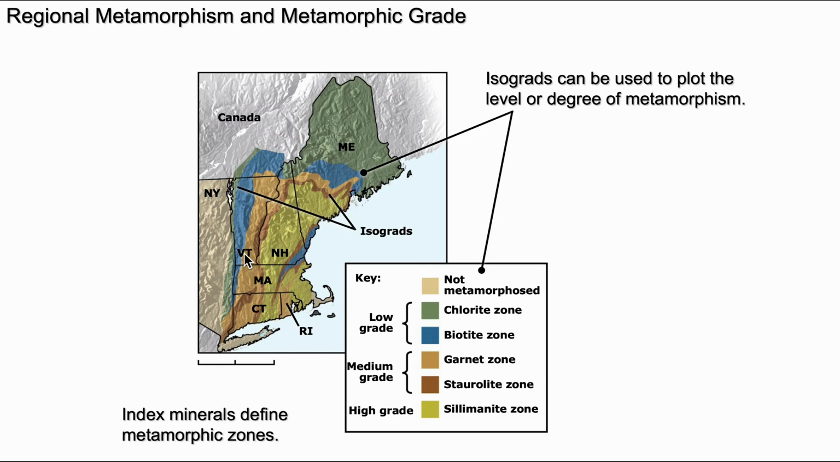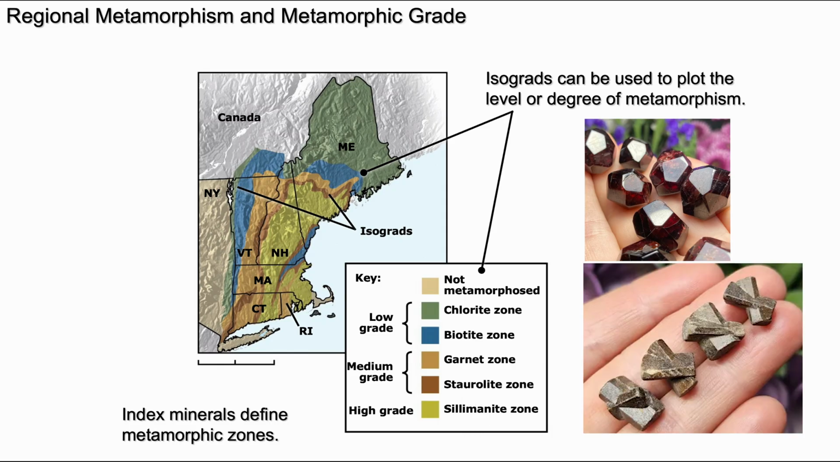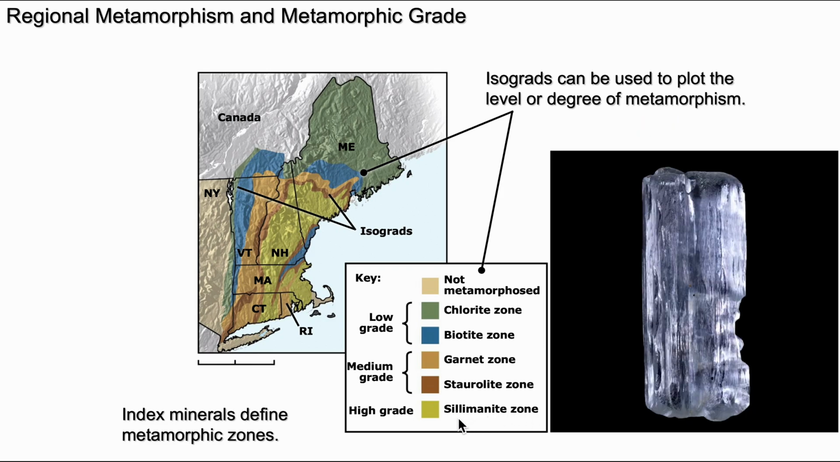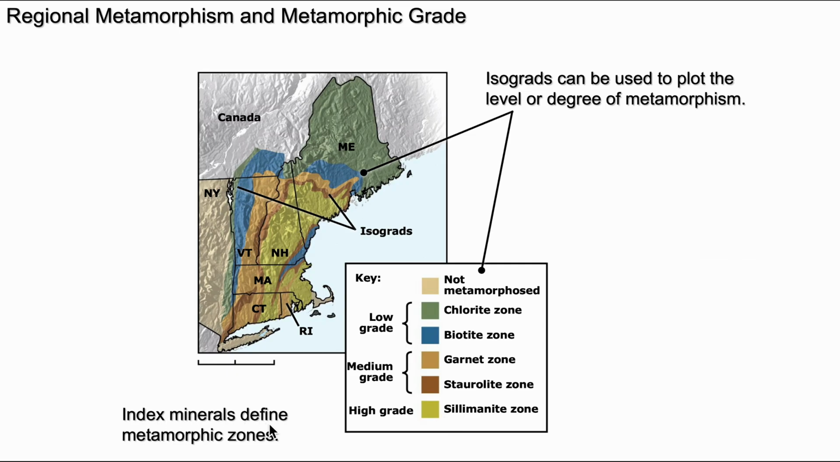They're going to transition into the biotite zone, slightly higher grade, where biotite dominates, then into the medium grade metamorphic rocks that include the garnet zone, staurolite zone, and ultimately the highest grade metamorphic rocks displayed here in this region are known as the sillimanite zone. The sillimanite zone is named after a particular lath-shaped clear crystal that looks like quartz, but it's not quartz. We're using index minerals here to define metamorphic zones.